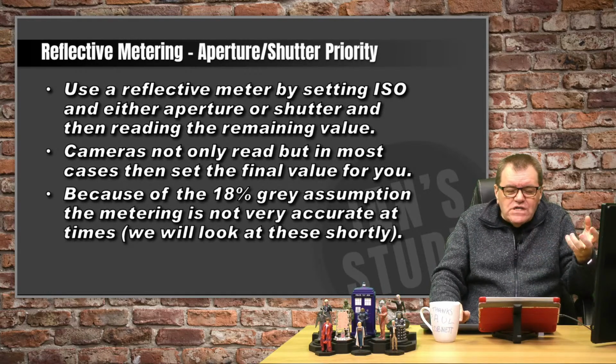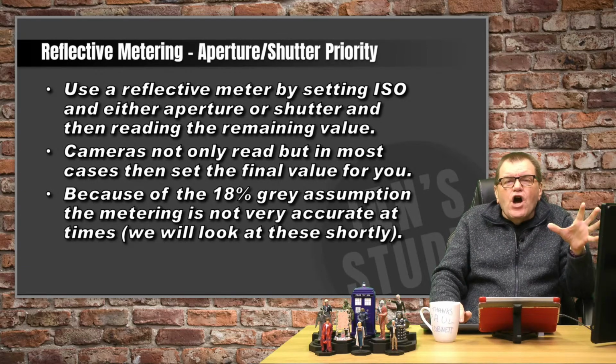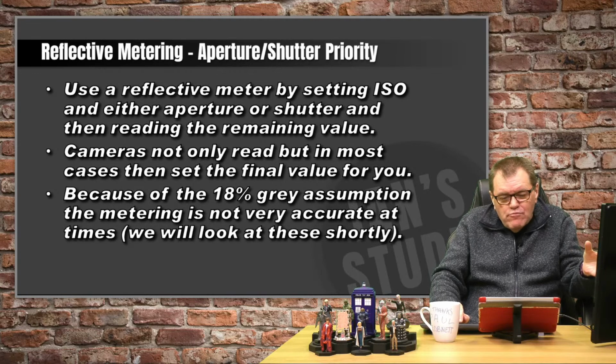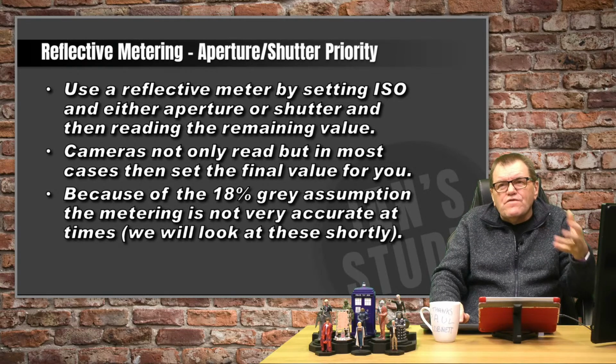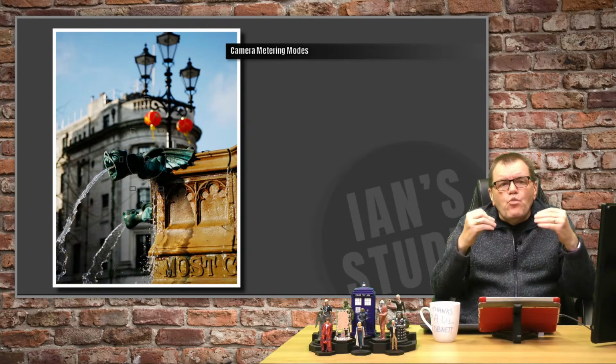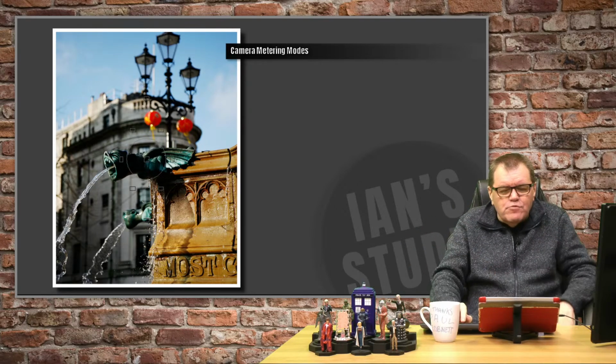So because of that 18% grey, that mid-grey assumption, it works okay most of the time, but the camera can get fooled and it's not terribly accurate sometimes. And it's easy to fool the camera. It's less likely to fool the camera if you know and understand what the camera's doing at any given time. So let's look at the different metering modes that are available, the different ways that the camera can measure this light that's being thrown back at it from the subject.